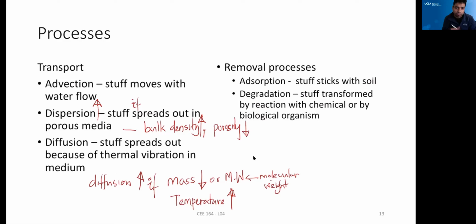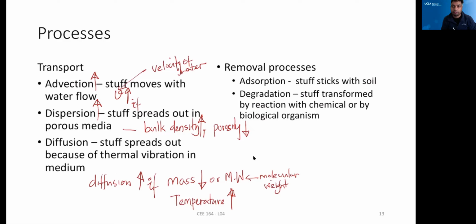And advection is all about how fast water moves. So if the velocity of water is more, advection will be more. So this is velocity of water. Right, so these are the conceptual processes that you should think of before you try to understand how things work. And these are the three processes by which contaminants can spread or move from A to B.